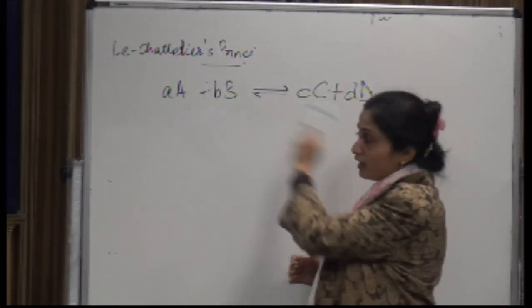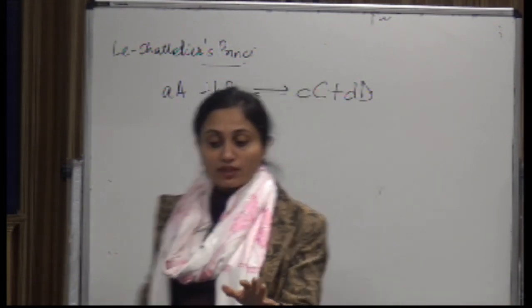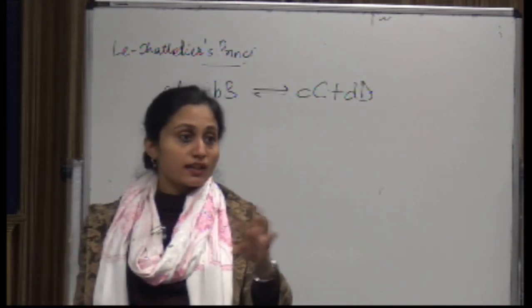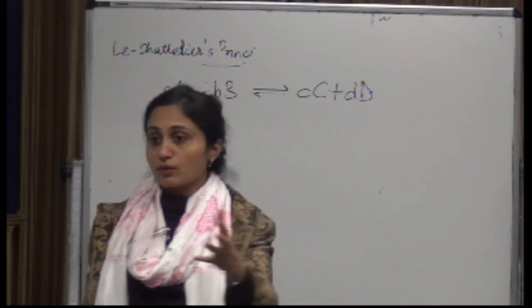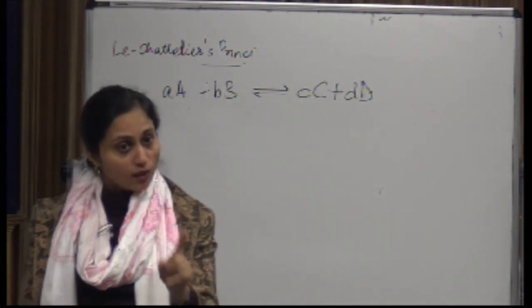By moving in the backward direction. So one thing is very clear that whenever you have a reaction at equilibrium and you try to increase the concentration of either the reactants or the products, it will move accordingly to reduce that effect. ठीक है? One thing is clear.